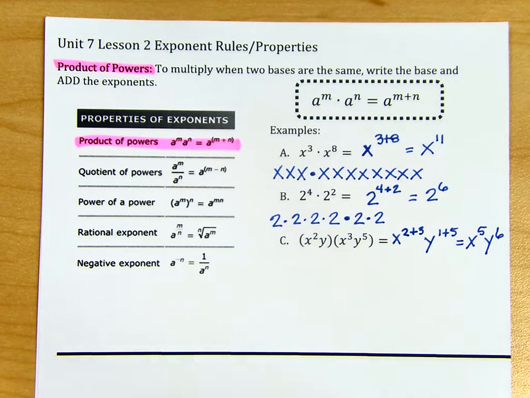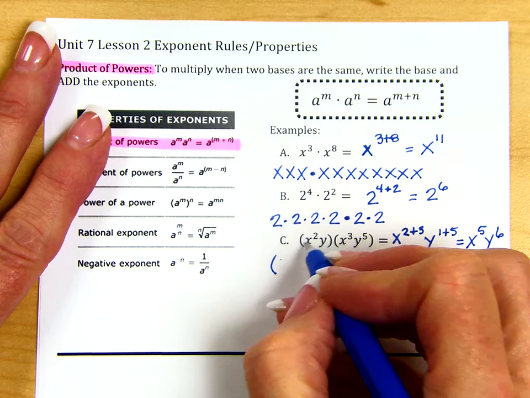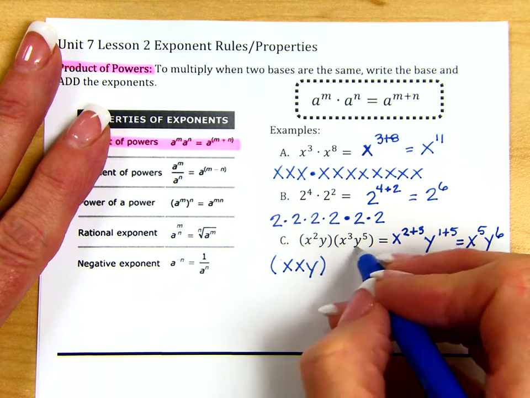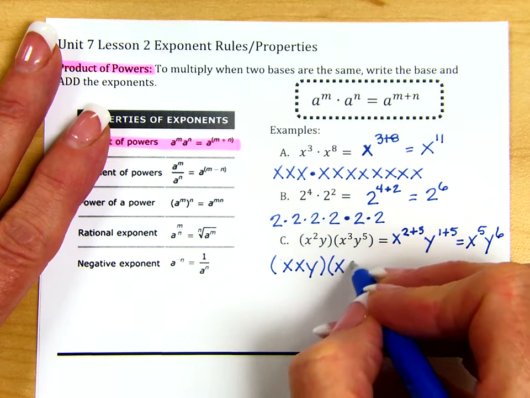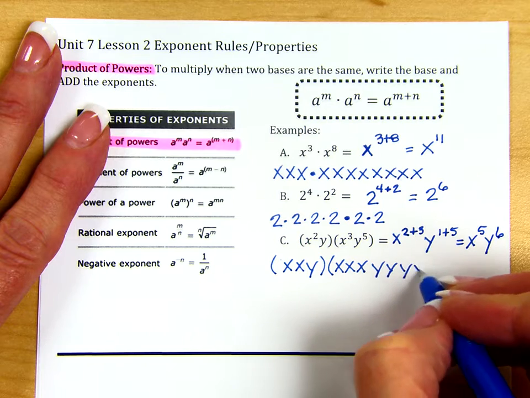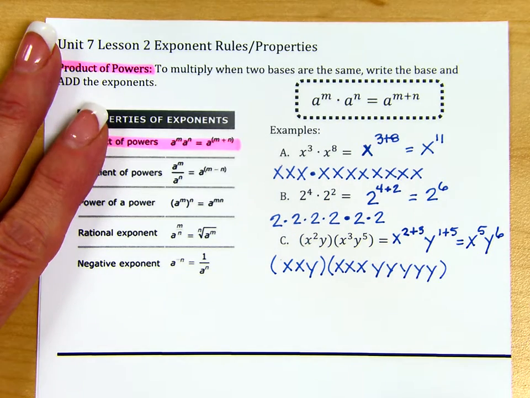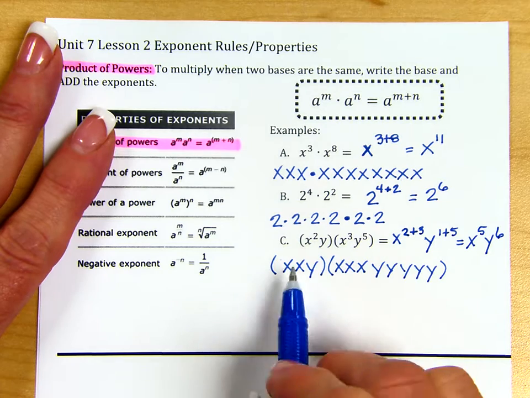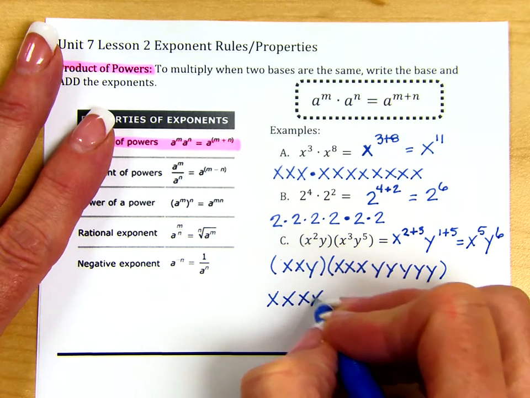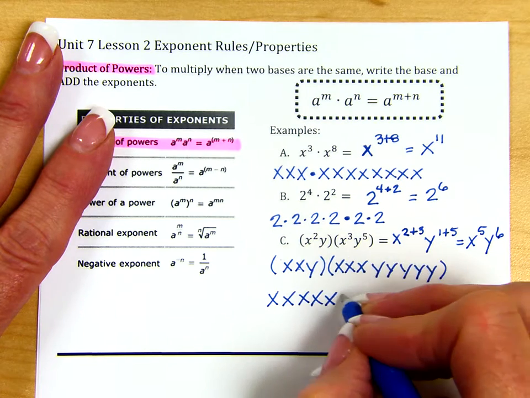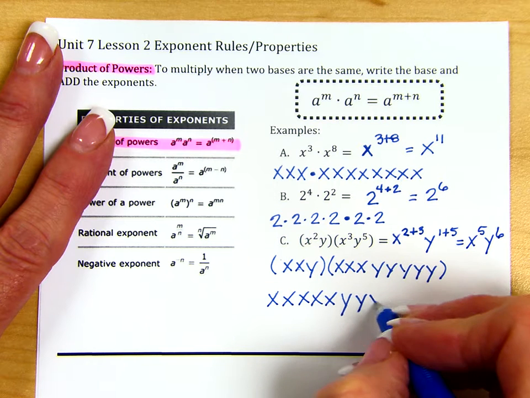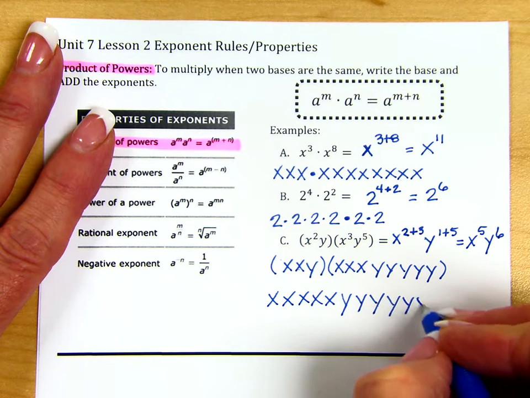So if we multiplied this out, what would it look like? So x squared y is x times x times y. x to the third, y to the fifth is 1, 2, 3 x's, and 1, 2, 3, 4, 5 y's. Now I'm just going to put all the x's in front. I have 1, 2, 3, 4, 5. Those two plus 3 more. Then I have the 1 y from the first parentheses, and then I have 5 more. 1, 2, 3, 4, 5.